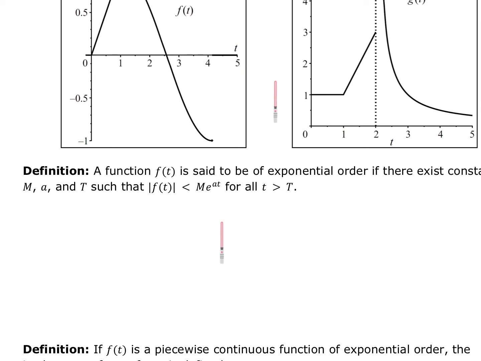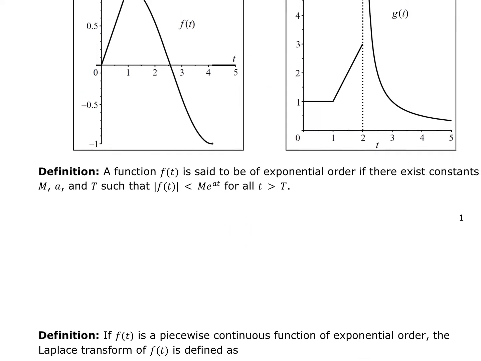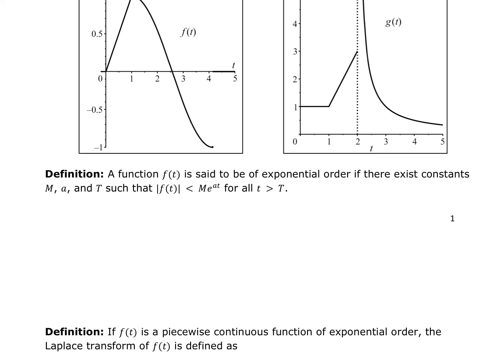A function is said to be of exponential order if there exist some constants M, a, and T such that the absolute value of f of t is less than some M e raised to the at for all lowercase t greater than uppercase T.